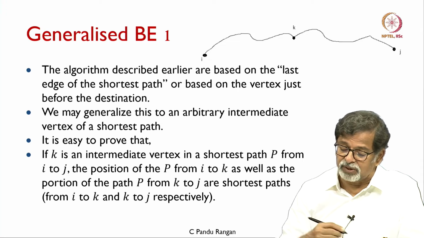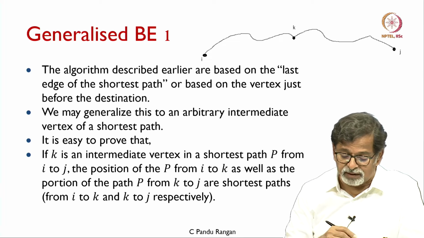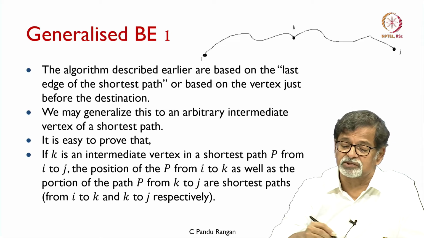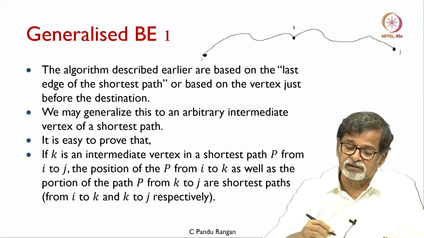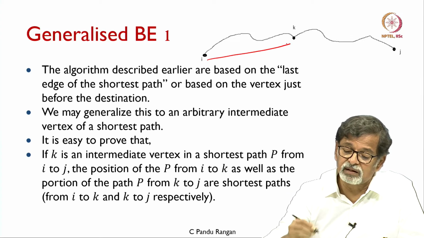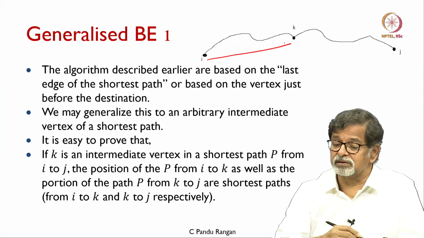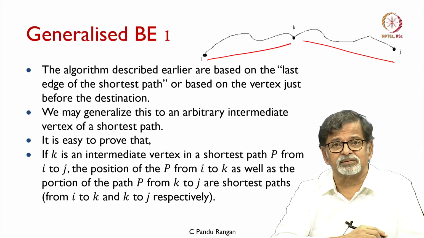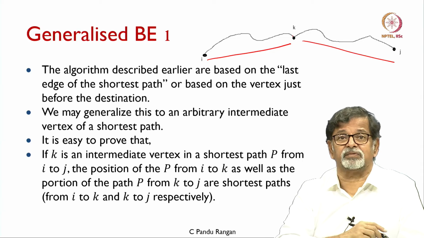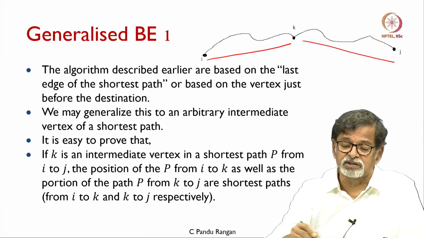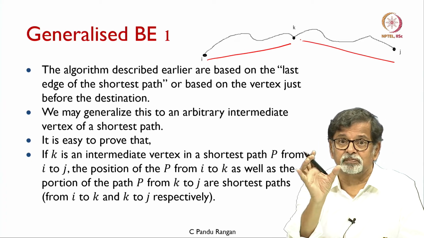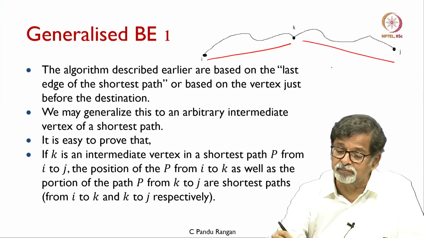If k is an intermediate vertex in a shortest path p from i to j, the portion of the path from i to k as well as the portion of the path from k to j, they are all shortest paths. So let us assume that this is the shortest path. This part is a shortest path, and again this part is also a shortest path. For any intermediate vertex, both these parts are shortest paths.